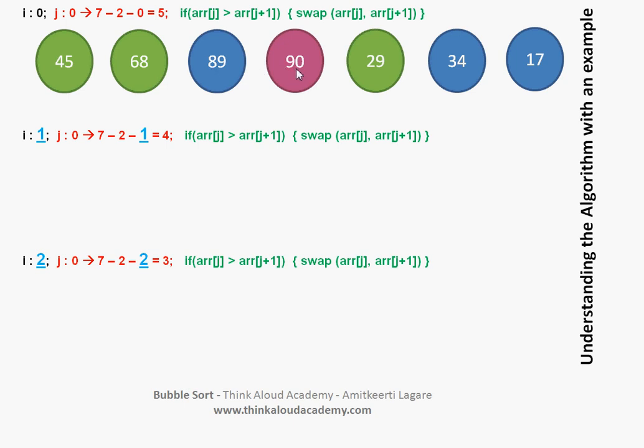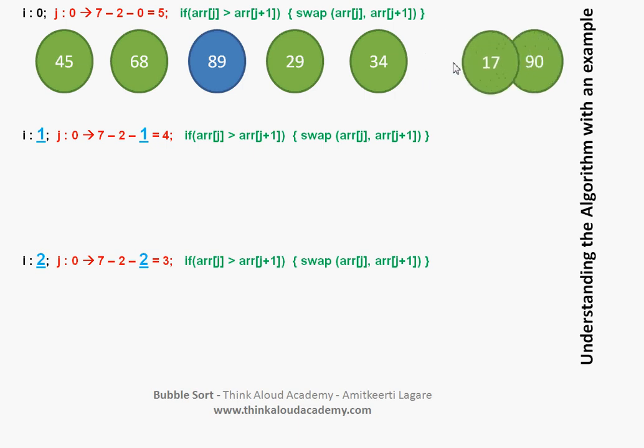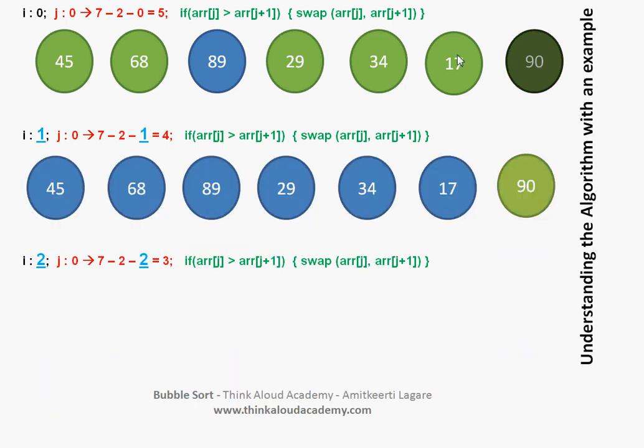And when j becomes 4, we check 90 and 29, and since 90 is greater than 29, we exchange. Then when we check 90 and 34, 90 moves to the right and 34 moves to the left. And then when j is equal to 5, we check 90 and 17, so j plus 1 is 6. So 90 and 70 we would do an exchange. So this is when i is equal to 0. The first element would have been sorted.